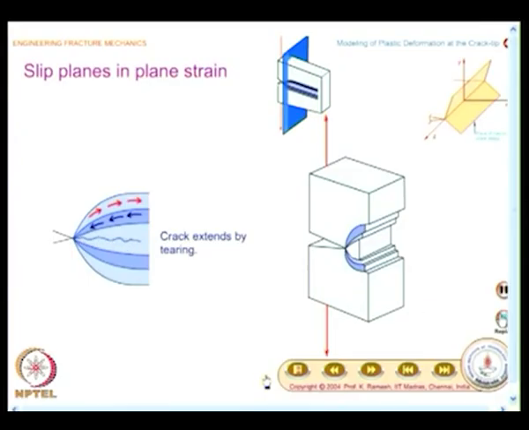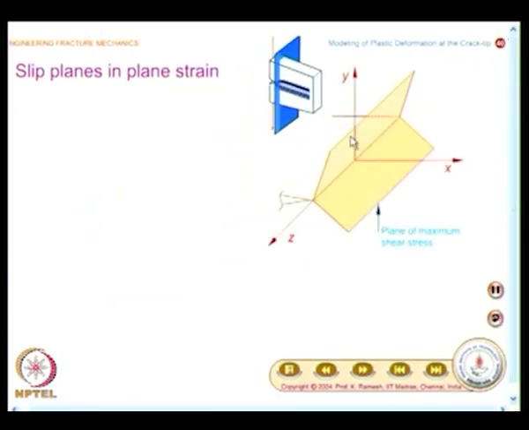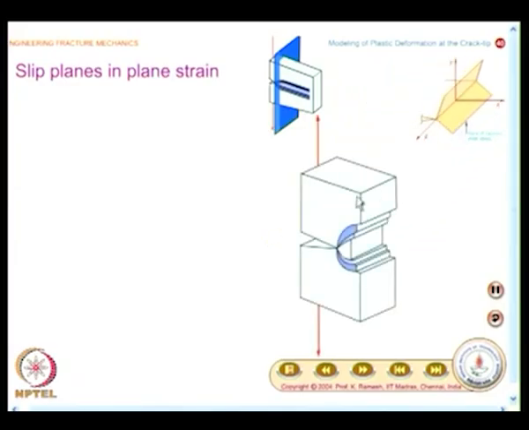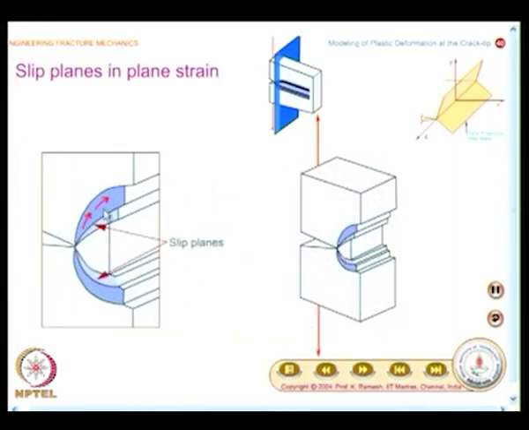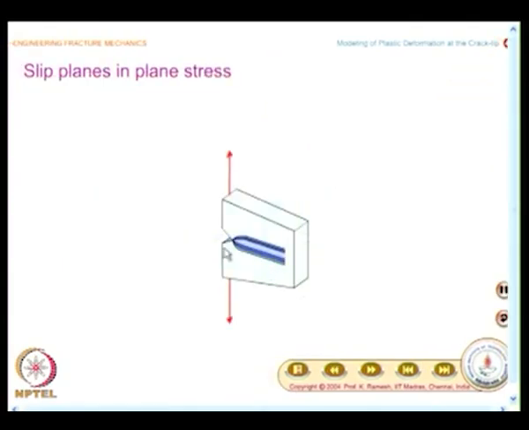So, I will just repeat the animation sequence, you just observe the plane is different, it is in the xy plane itself, and you will have slip occurring like this, this is magnified here. You have slip occurs here, and because of this you will have crack propagation. Crack extends by tearing. Now let us see what happens at distances away.